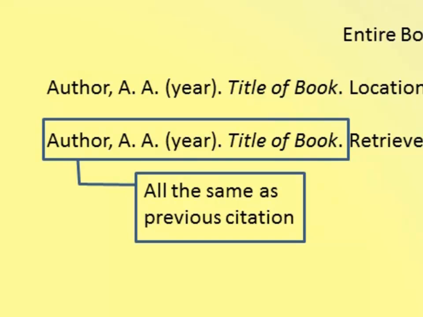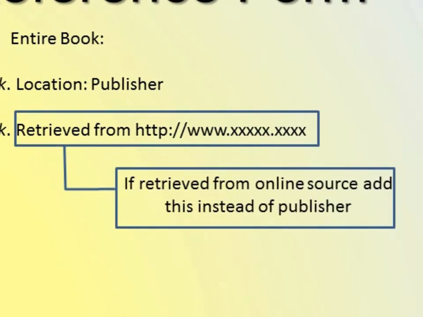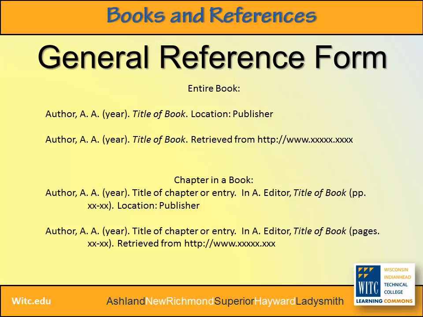Now if you retrieve the book from online, everything in the beginning is the same, with the author, the year, and then italicize the title of the book, but rather than the location and publisher, you list the website where you retrieved it from. Now you don't have to cite the entire book, especially if you're using reference material. You can cite just a particular chapter.